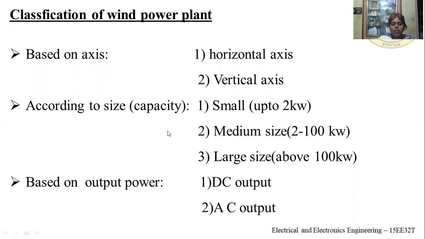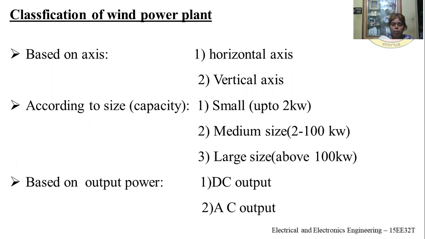The second classification is according to the size or capacity. There are three types of wind power plants. The first one is small, that is 2 kilowatt. The second one is medium size, 2 to 100 kilowatt. The third one is large size, above 100 kilowatt. So these kinds of power plants are classified according to the size.